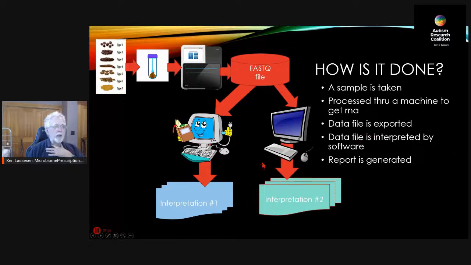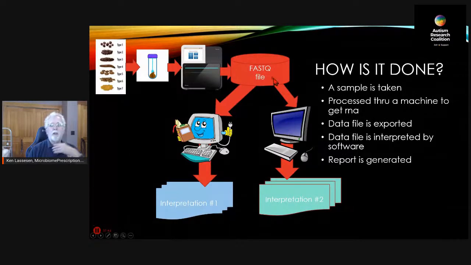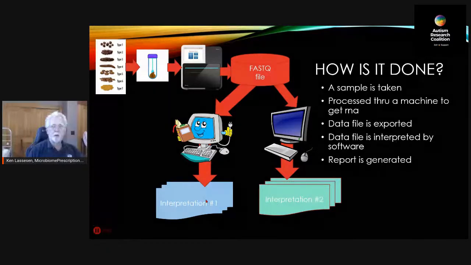It's now processed through software. Here we have software company number one, software company number two. Both of them may get the identical data file. They do pattern matching to the RNA, and you get two different results. And lo and behold, report one has certain bacteria, report two doesn't have it. Report two has one, and report one doesn't have it.